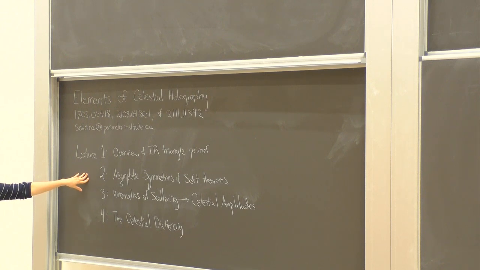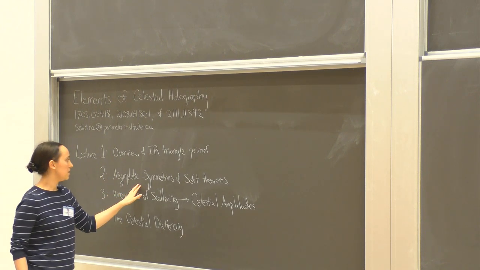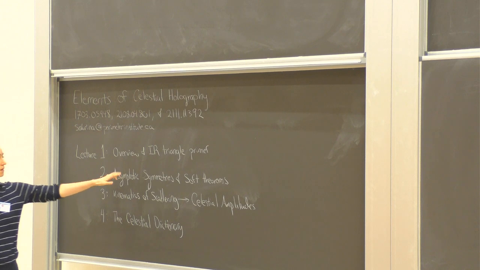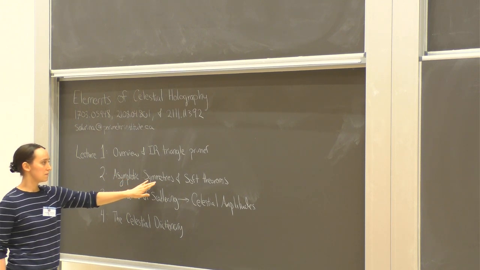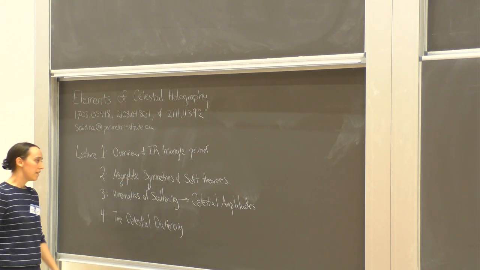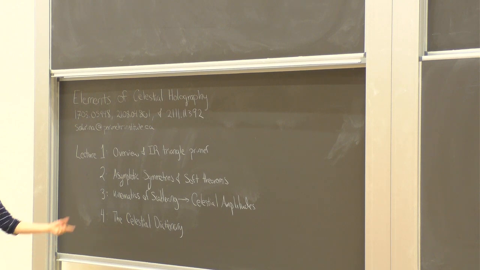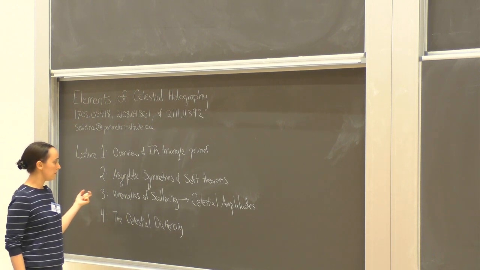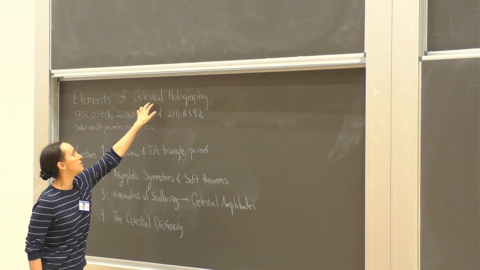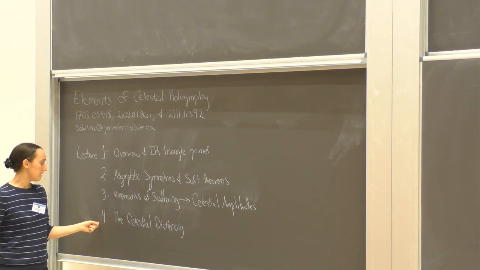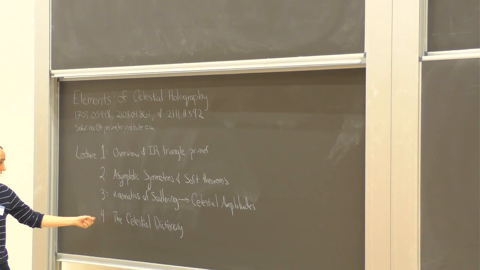And then tomorrow, the goal will be one actual computation, which is, in a particular example, we're going to show an equivalence between asymptotic symmetries and soft theorems. And then hopefully that punchline will lead to these currents, which will look like we'll want to rearrange scattering in terms of what we're calling a celestial CFT. And then hopefully in the last day, we'll build together the elements of that dictionary.